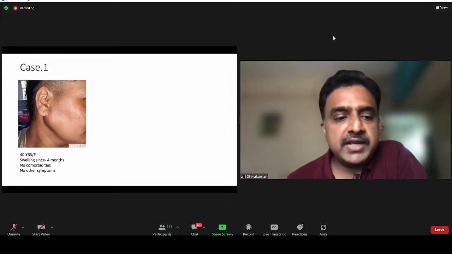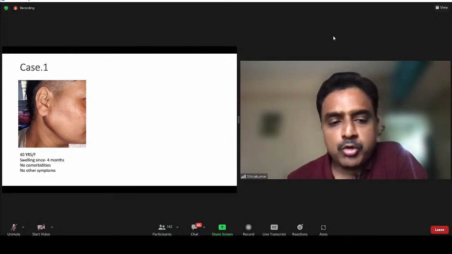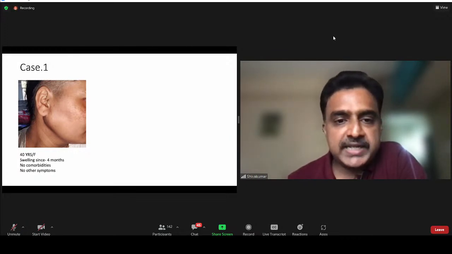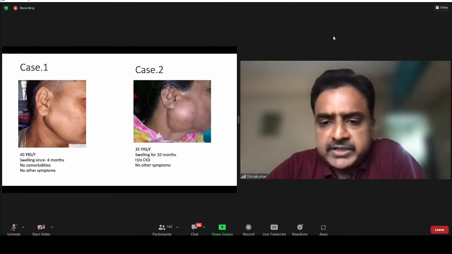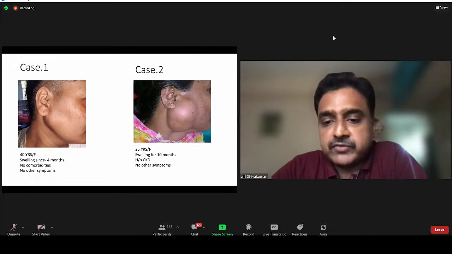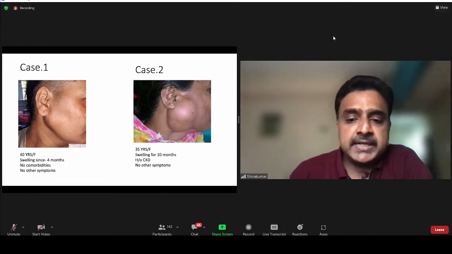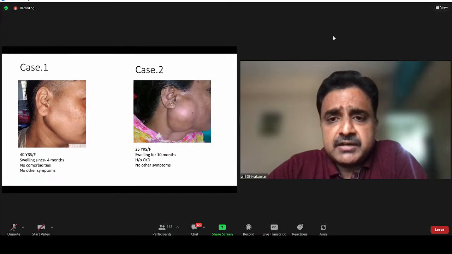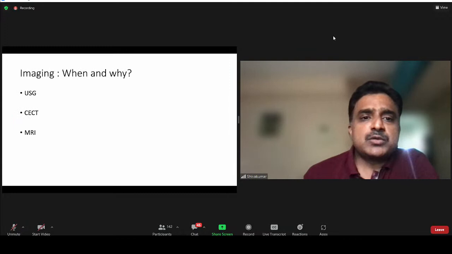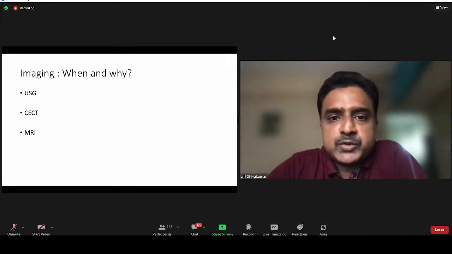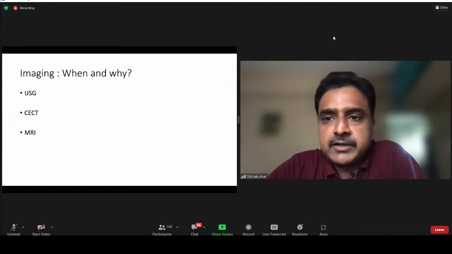So coming down to the case per se, for the panel, we have this case. This is a 40-year-old lady who presented with swelling of 4 months duration, with no comorbidities or other symptoms. It's just the swelling. And we have another case, a lady, both in their 4th decade of life. One had a 4-month swelling duration, the other had 10 months. And the patient in case 2 had a history of chronic renal disease with no other symptoms essentially.